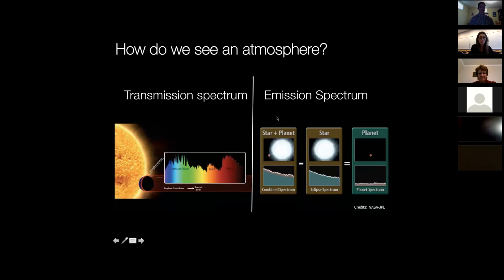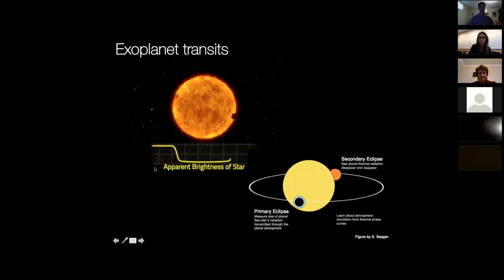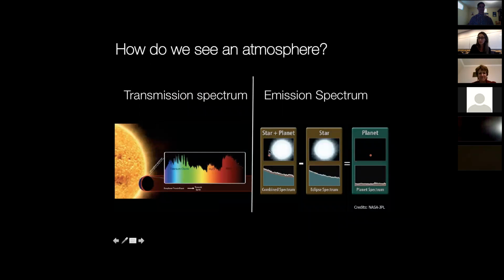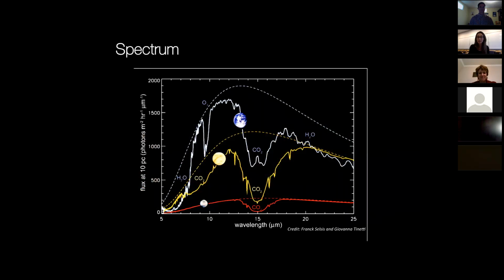Emission spectrum is different. Emission spectrum tells us about the actual planet itself, because what you're doing is you're measuring, while the planet is actually right out here, the star plus the planet. And then when it goes behind the star, you can measure just the star. You take the difference, and that's the emission spectrum from the planet. And using those two things, you can take the depth of that light curve and understand things like the distance from the star, the orbit, the size, and then possibly the mass.